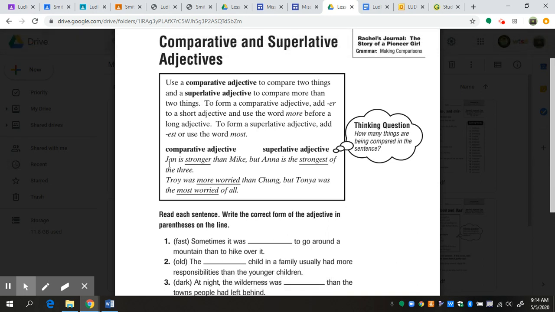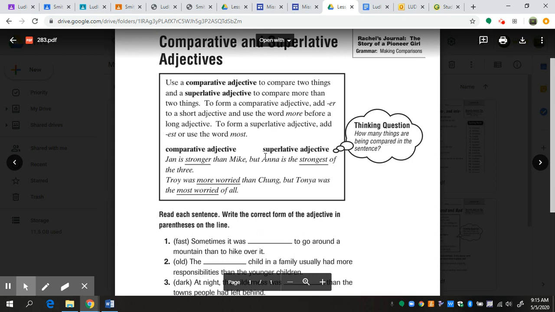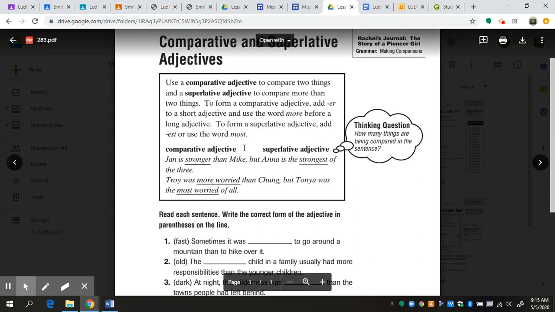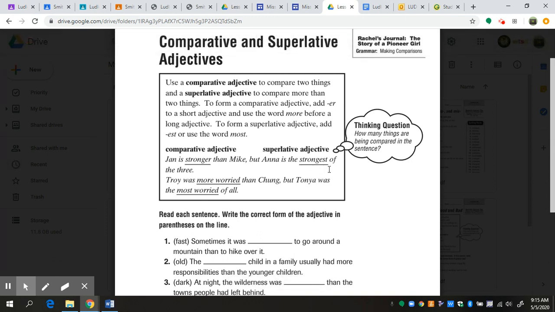A comparative adjective. Jan is stronger than Mike. I'm comparing Jan to Mike. Therefore, I am using a comparative adjective ending in er. But Anna is the strongest of the three. That is a superlative adjective because I'm comparing Anna to Jan and Mike, and she's the strongest.